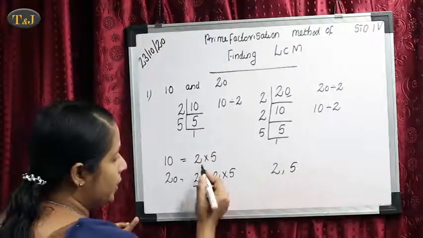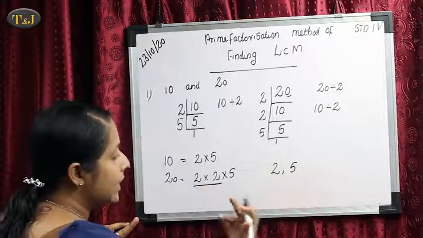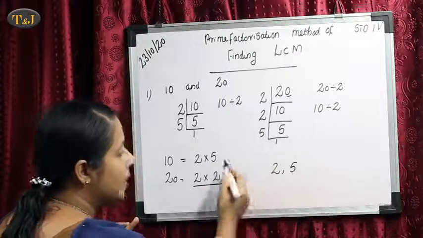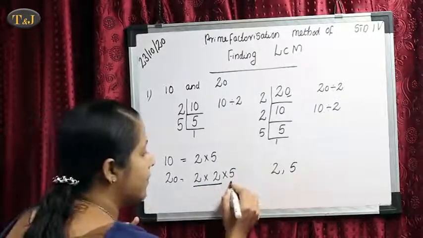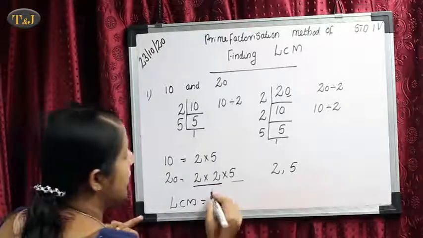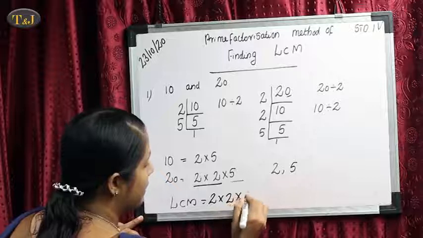So 2 appears only one time in 10, but in 20, 2 is repeated 2 times. Then our next prime number is 5. In both numbers 5 is repeated only one time, so we select it one time. So our LCM equals 2 multiply 2 multiply 5.